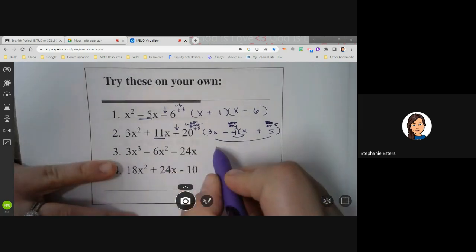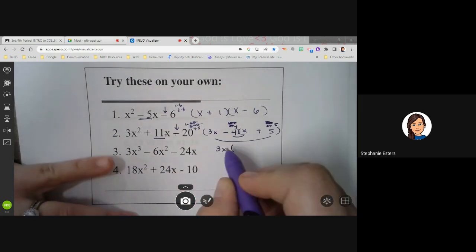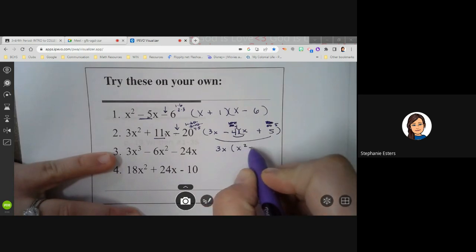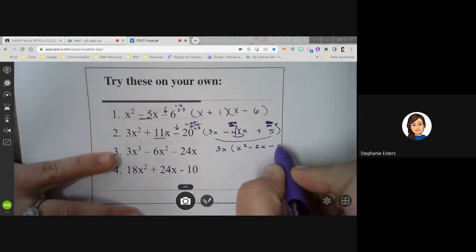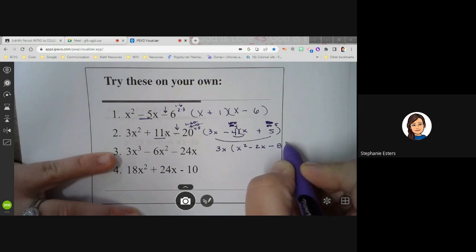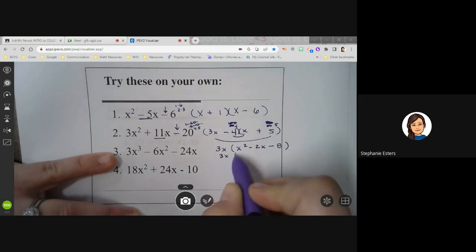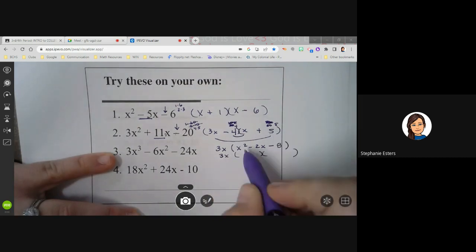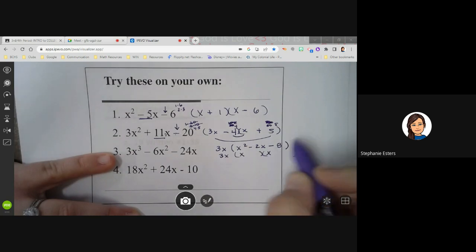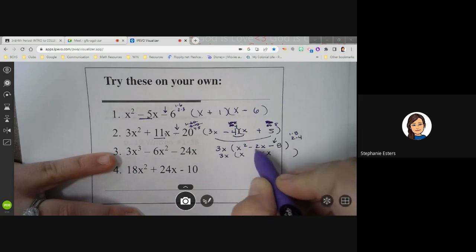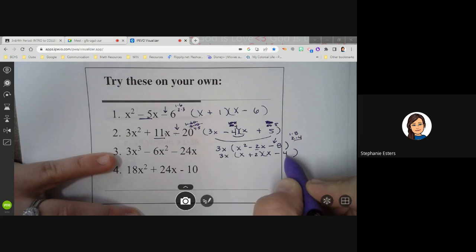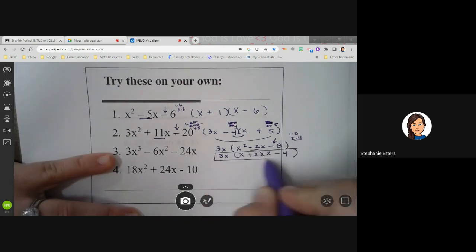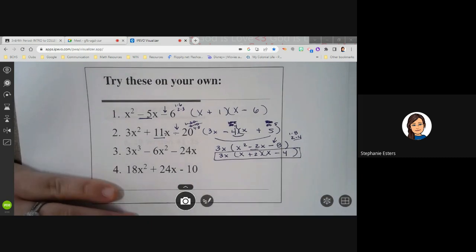Number 3 has a GCF of 3x. Once I factor that out, I'm left with x squared minus 2x minus 8. GCF comes down, and we can factor again by trinomial method. X squared is x times x. Factors of 8 are either 1 and 8 or 2 and 4. But to subtract and get 2, it's going to have to be 2 and 4. Positive 2, negative 4 will give me that negative 2 that I want. So this is my final answer.